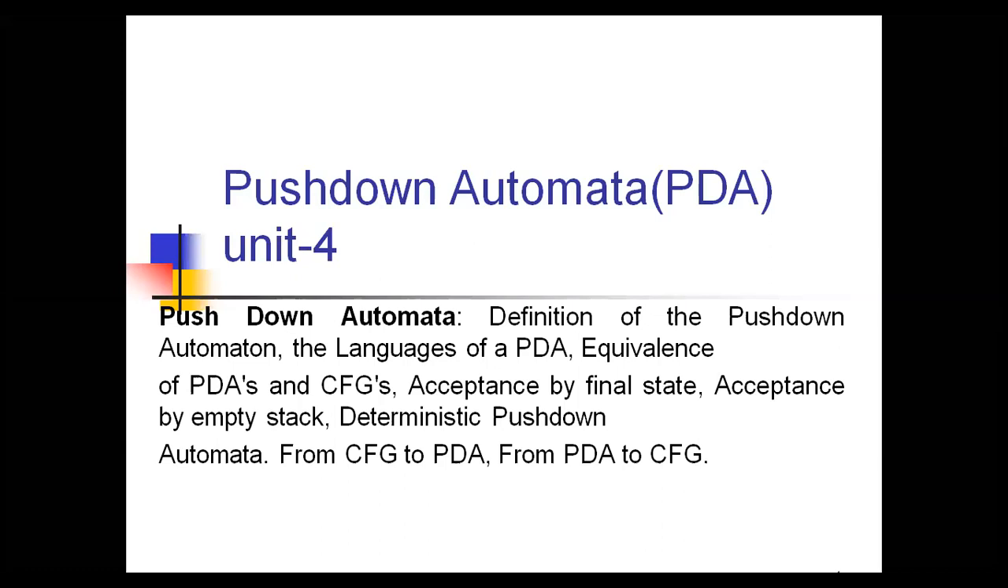To understand these conversions, we don't go directly to the concept of conversions. First of all, we need to know how to define the PDA, how the acceptance of the PDA works, and the structure of the PDA. There are two types of acceptance, final state acceptance and acceptance by empty stack. These are the two ways of acceptance in PDA.